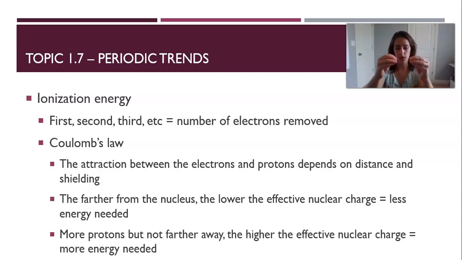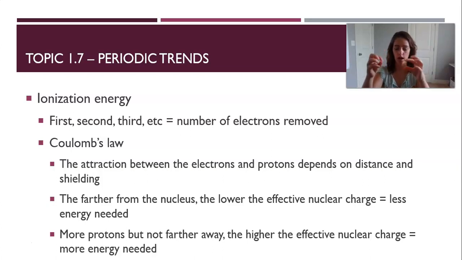And the distance between the electrons and protons also plays a factor. The farther away it is, the less pull the nucleus is going to have. The closer it is, the more pull the nucleus is going to have. This pull of the nucleus on the electrons is the effective nuclear charge. Okay, so it's a measure of that effect that the nucleus is going to have on those electrons.